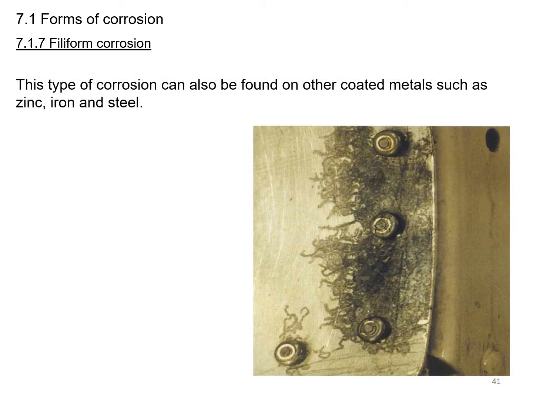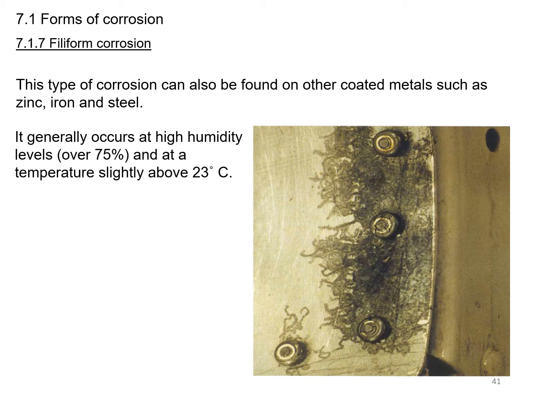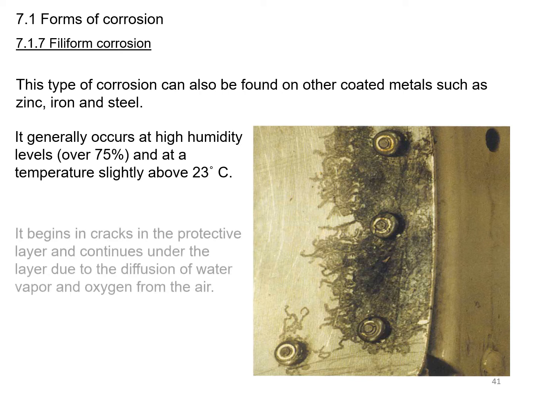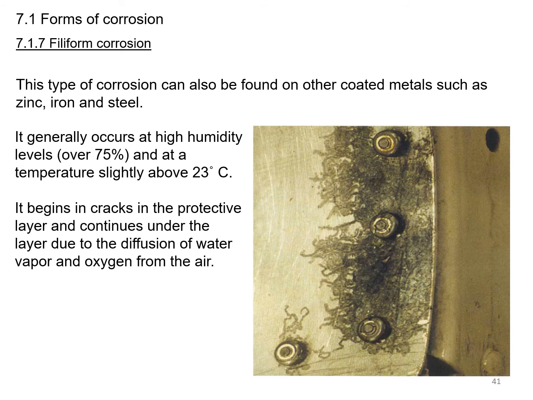This type of corrosion can also be found on other coated metals such as zinc, iron, and steel. Again, you can see those little lines almost look like little trails on the surface of the metal. So this is a sure indication again of filiform corrosion. It generally occurs at high humidity levels over 75% and at temperatures slightly above 23 degrees Celsius. It begins in cracks in the protective layer, again protective layer being paint or varnish, and continues under the layer due to the diffusion of water vapor and oxygen from the air.